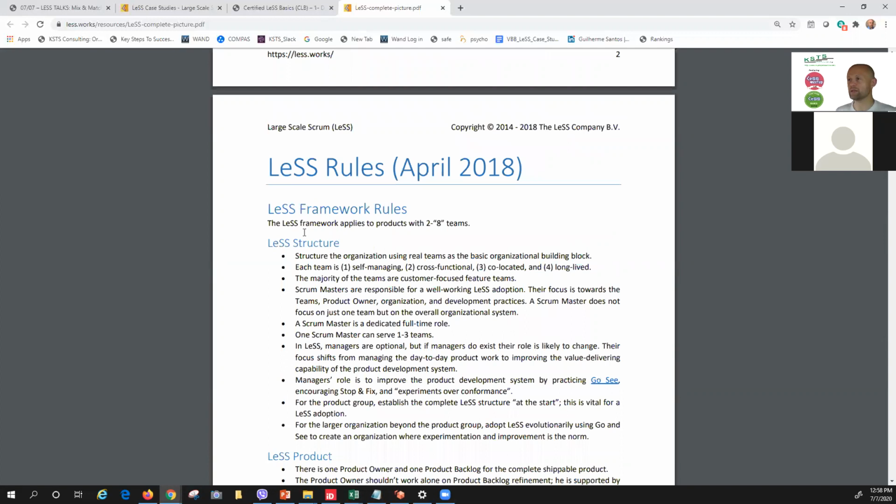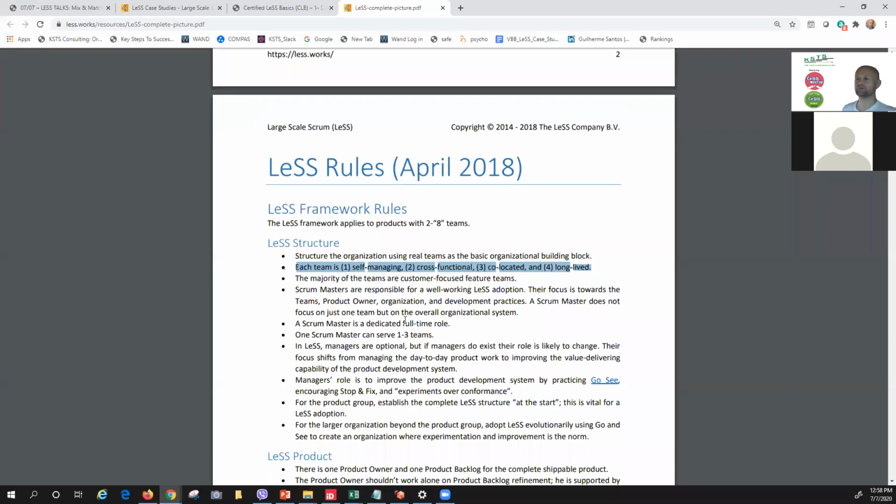Well, I'm looking for this, less rules, bullet number 2, in order for large scale Scrum to be Scrum, right? So bullet number 2 is split in 4 different statements. Each team must be self-managed, cross-functional, co-located, and long-lived. Now, you can argue, and rightfully so, that co-located is one of the 4. It is not the most important.